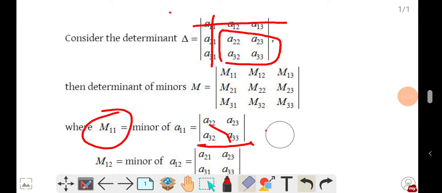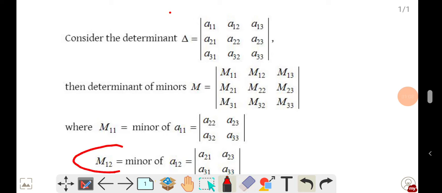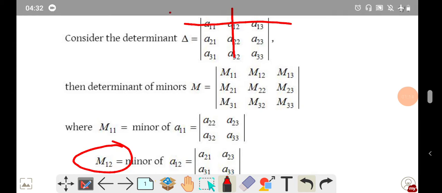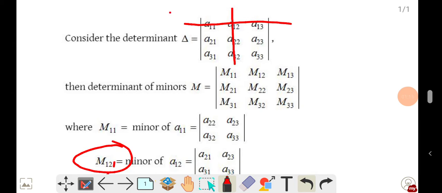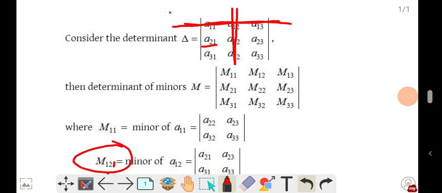But when we say the minor 1, 2, let us see it. Look here, the minor 1, 2. The first number represents the row, so the first row, and the second number represents the column, so the second column will be cancelled. Then what is left? A21, A23 are taken here, and A31 and A33 are taken here. This is minor 1, 2.